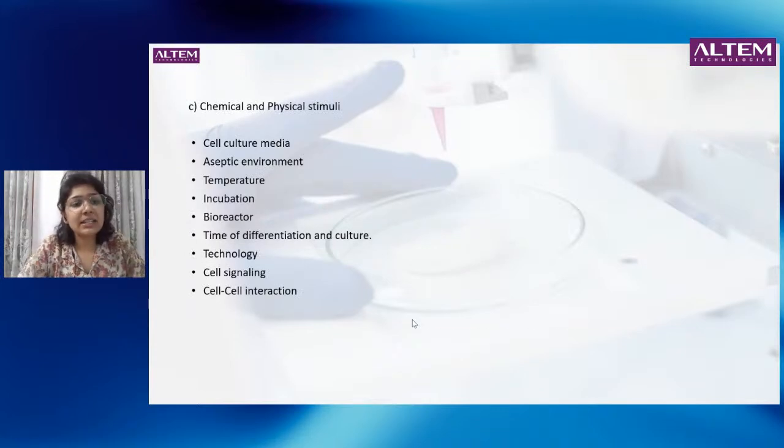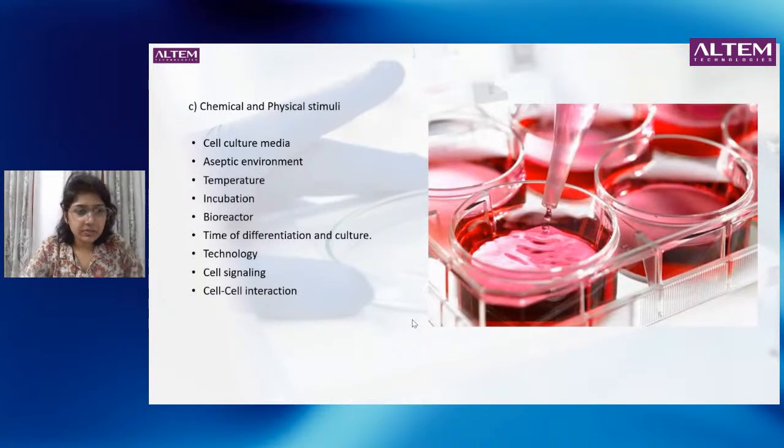Next comes the chemical and physical stimuli. Like I mentioned, it could be the culture media, the temperature, the incubation, the bioreactor, time of differentiation and culture, the technology, the amount of cell signaling, and the cell-cell interaction. And this is very crucial when it comes to any aspect of working with cells, because we have to ensure that if there is good interconnectivity, there is a better amount of production, better stimulation, better conduction as well as induction in terms of the functions you're trying to achieve.